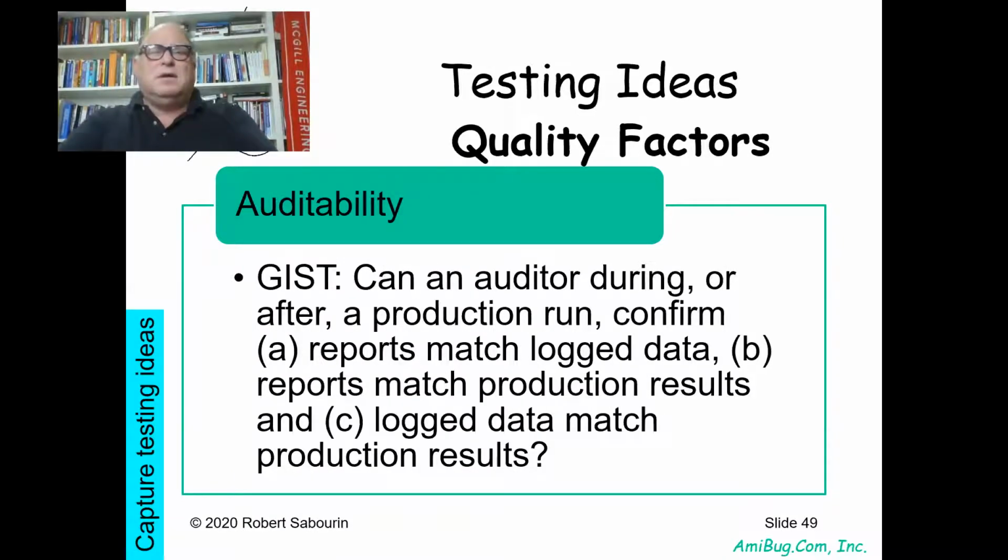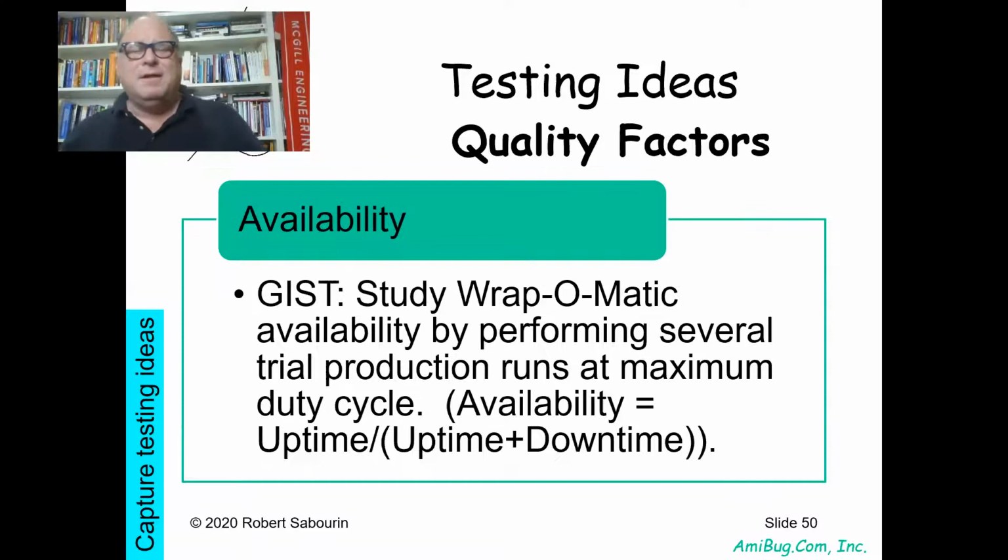Auditability. Can an auditor during or after a production run confirm that reports match log data, reports match production results, and log data matches production results? So that's auditability. Availability. Study the Rap-O-Matic availability by performing several trial production runs at maximum duty cycle. And in this case, the suggestion would be the availability would be the uptime over the uptime plus the downtime. This is a computable measure.